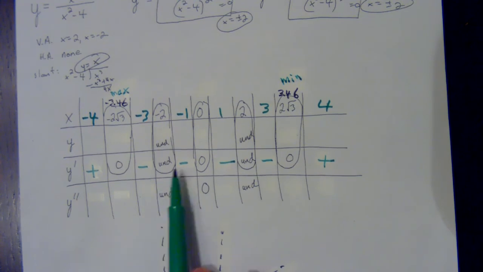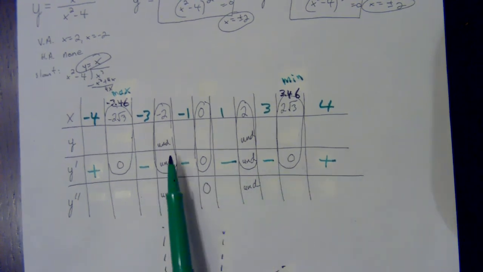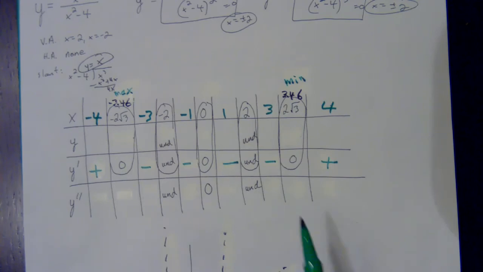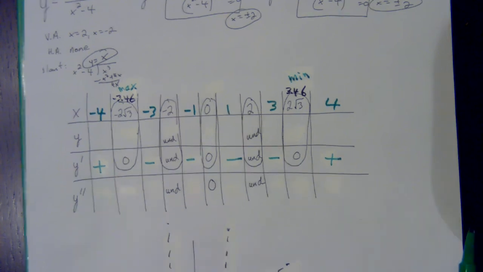And then the signs don't switch here. But it's always important to check on each side of that asymptote, because your function could easily change from going up to going down on each side of that asymptote. That's why we always check that in the chart.